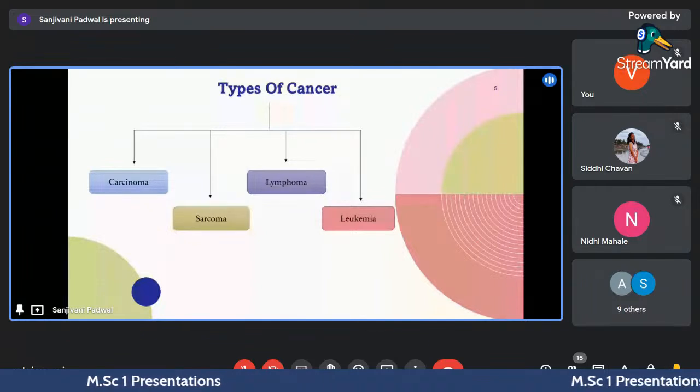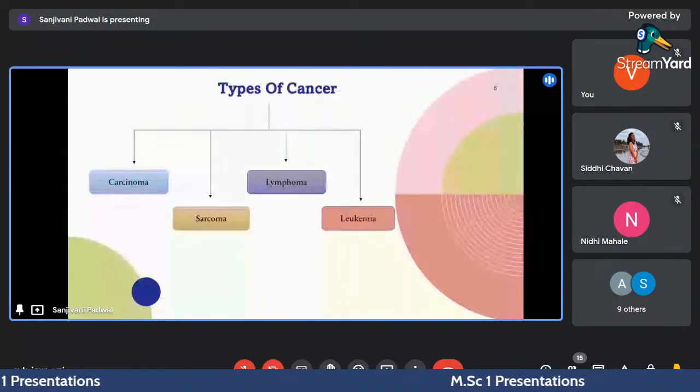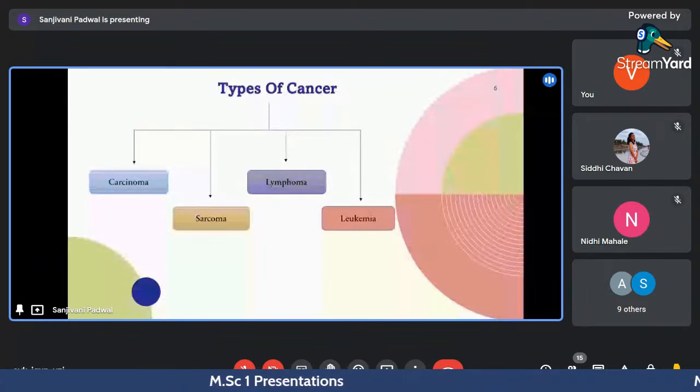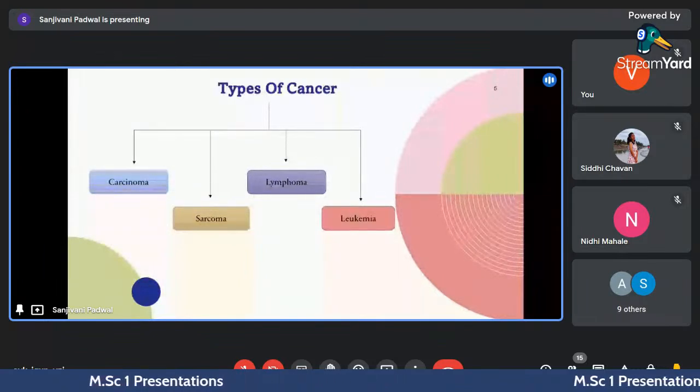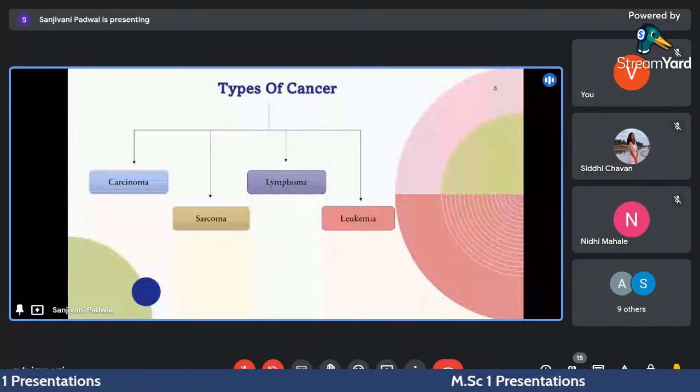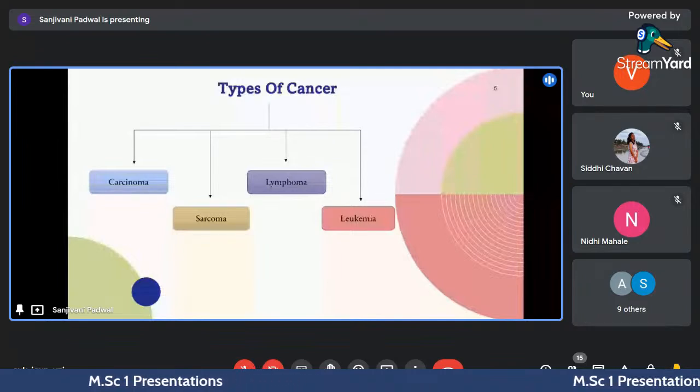Lymphoma is a cancer that begins in the lymphatic system. Lymphomas are cancers in which there is an excessive production of lymphocytes. The lymphatic system is a network of vessels and glands that helps to fight infection. Hodgkin's disease is an example of lymphoma.